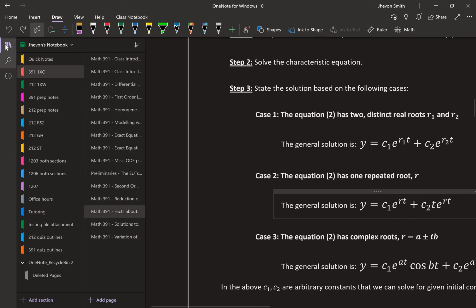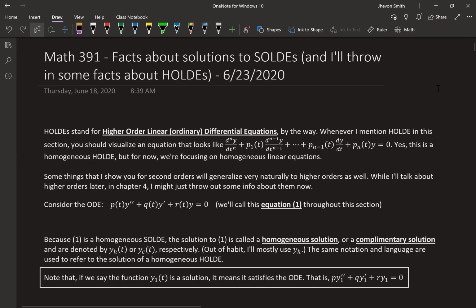And facts like that about solutions is what I want to explore now. Given some nth order linear differential equation, how many solutions should you be able to find? What form would a solution look like? How do we know what we're actually chasing, et cetera, et cetera. So that is what we're going to cover right now.